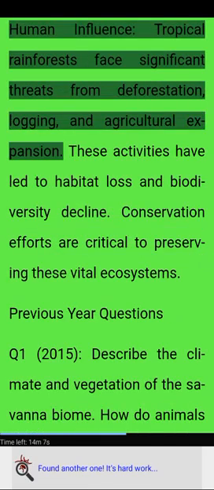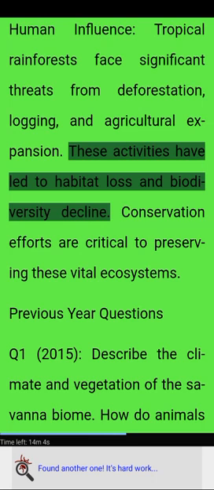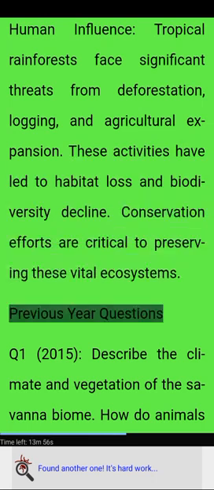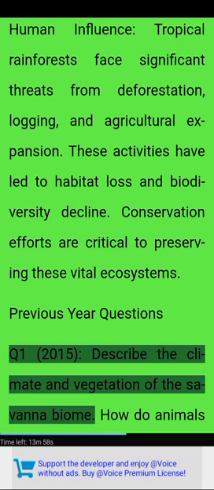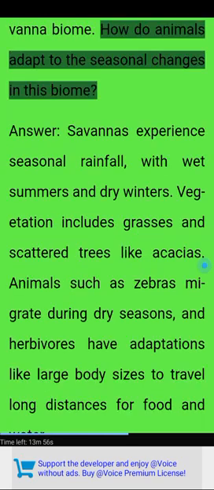Human influence. Tropical rainforests face significant threats from deforestation, logging, and agricultural expansion. These activities have led to habitat loss and biodiversity decline. Conservation efforts are critical to preserving these vital ecosystems. Previous year questions. Q1 2015. Describe the climate and vegetation of the savanna biome. How do animals adapt to the seasonal changes in this biome?